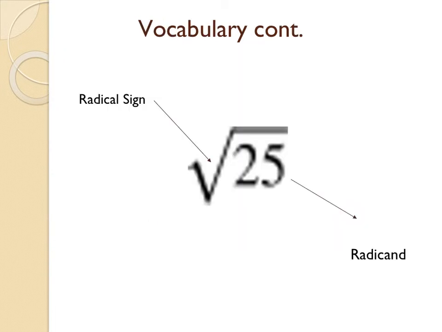Okay. Here's some more of that vocabulary. We have our radical sign. We'll go in the blank that's right here. And the radical sign is just showing you your square root or cube root sign, okay? And then we have our radicand. Our radicand is going to be the number that is under the radical sign. And the radicand can be either positive or negative.